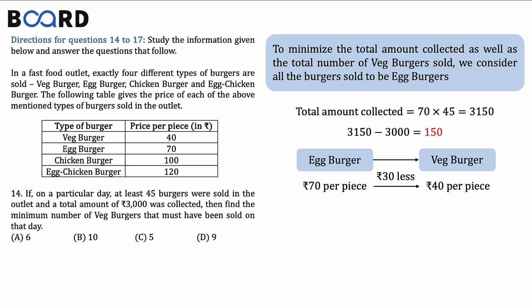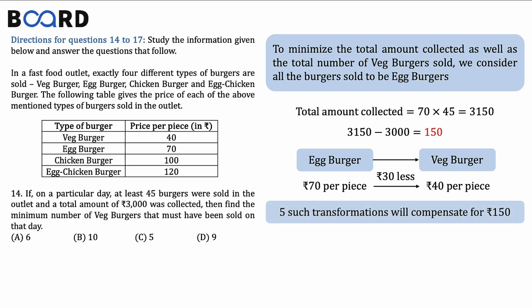If that is the scenario, what's the minimum number of such rupees 30 that you would keep on collecting so that rupees 150 gets compensated? Obviously 5 of them. So 5 such transformations will compensate for rupees 150, which means it's mandatory that at least 5 of them must be veg burgers and rest all can be egg burgers.